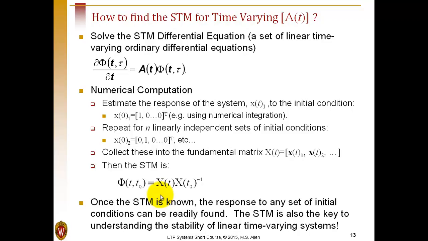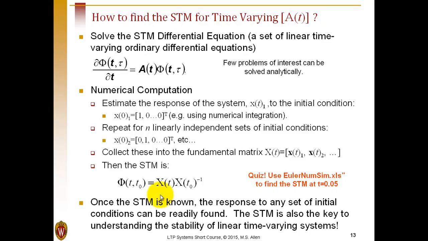Okay, so in general, how could we find the state transition matrix? Suppose we have a time-varying system with a state matrix A of t. There are analytical solutions that are available, but very few for the problems that we might be of interest analytically. So typically we use numerical computation. One simple way to do this is to compute the response of the system to an initial condition where one of the states is 1 and the rest are 0.